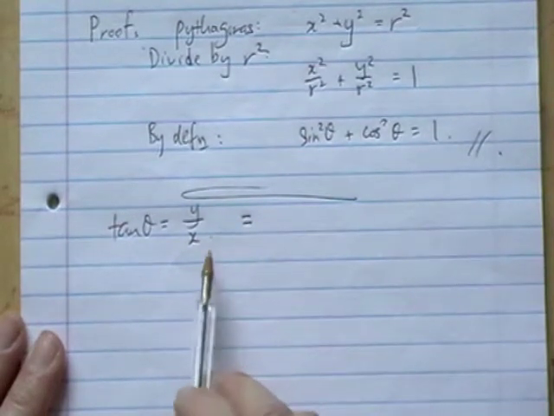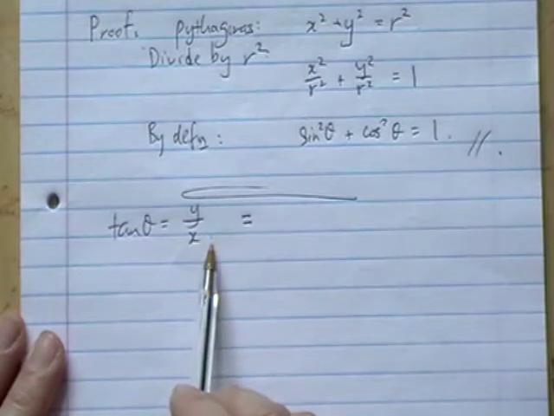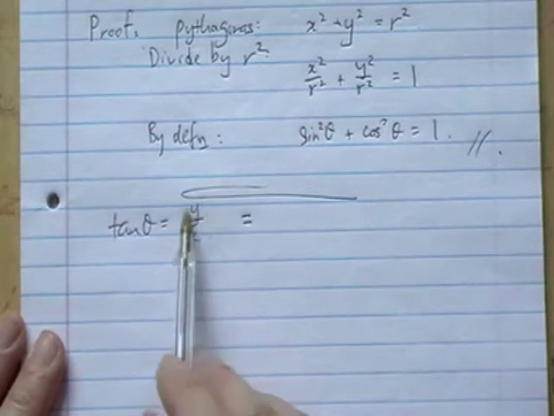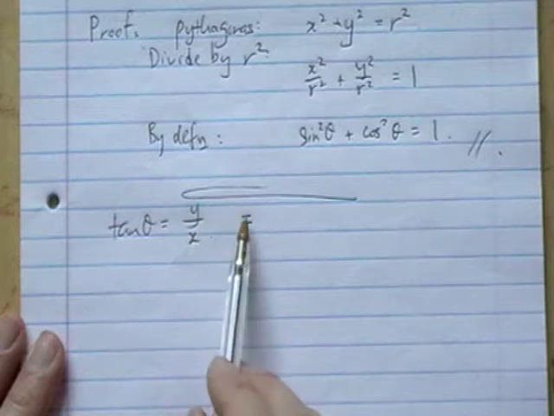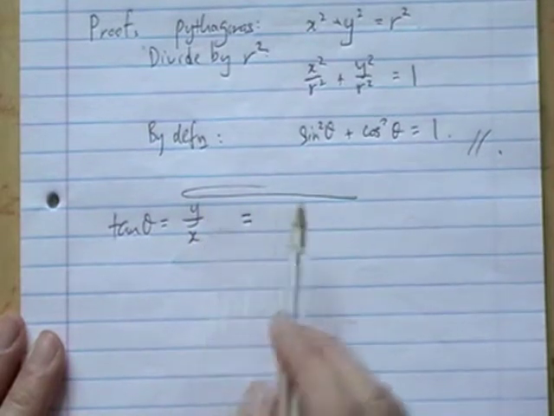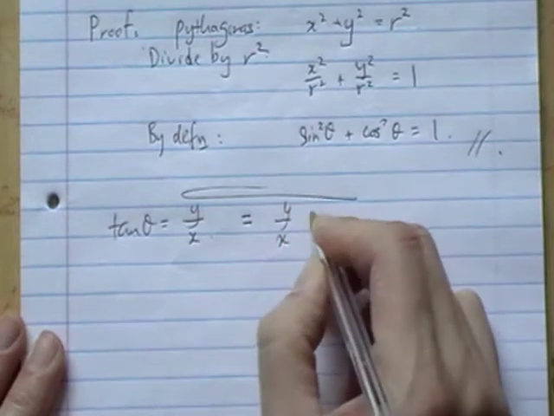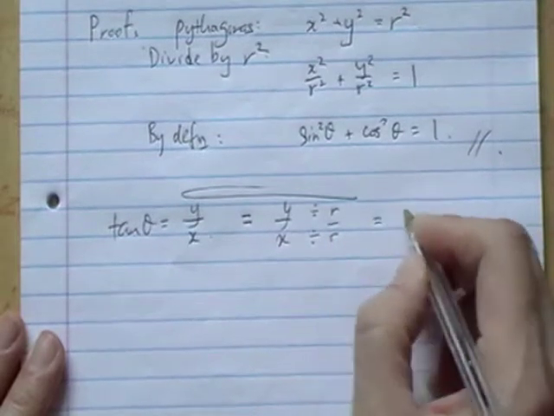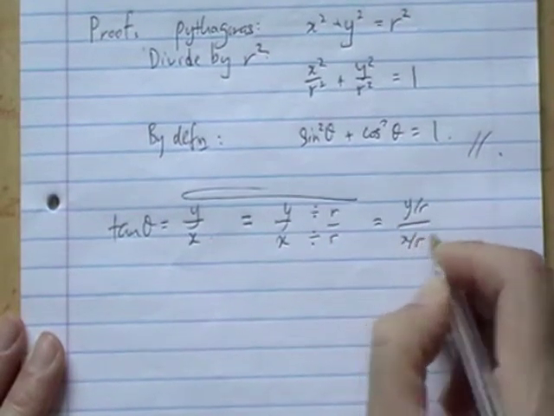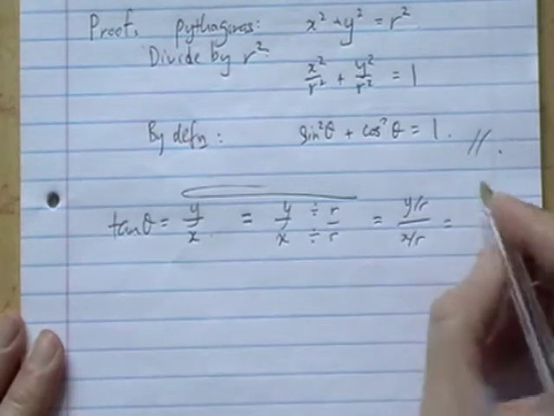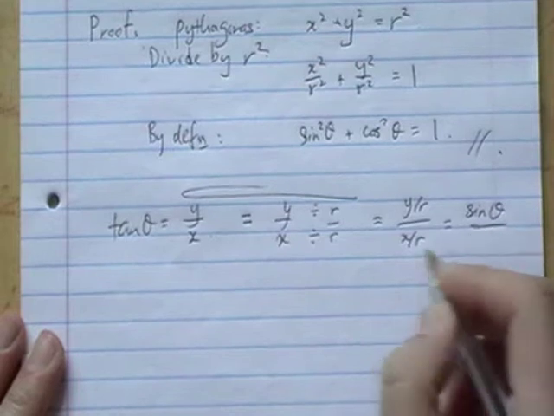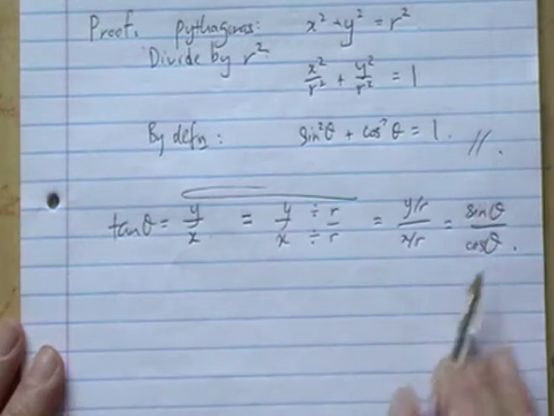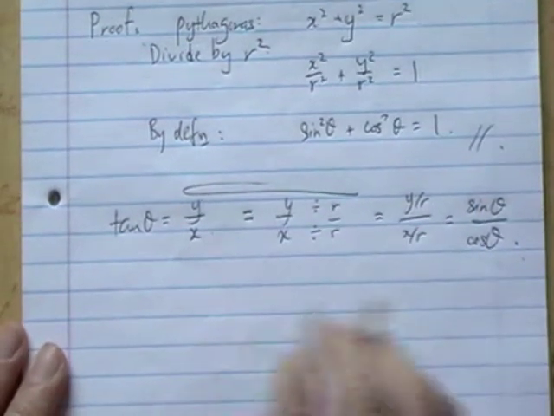For example, I could write down the relation by relating this to sine and cosine. If I divide both the top and bottom by r, then I get y over r on top and x over r at the bottom. And we know that y over r is sine theta, x over r is cosine theta. So there, we have the relation between tangent theta and sine and cosine. So we'll make use of that.